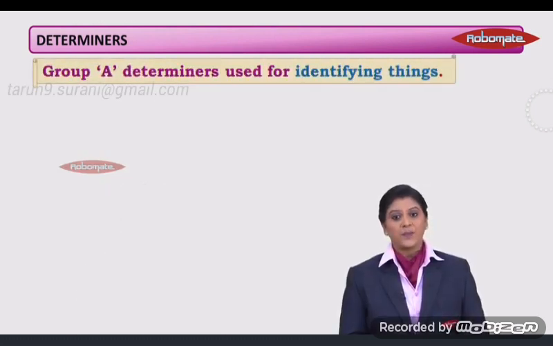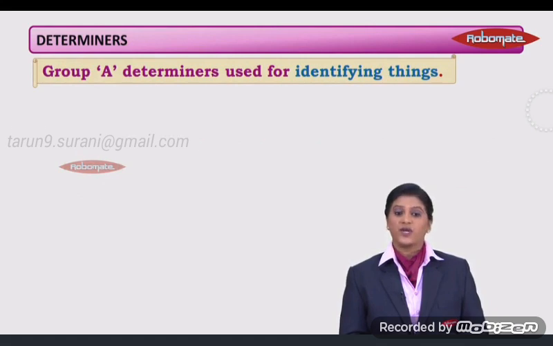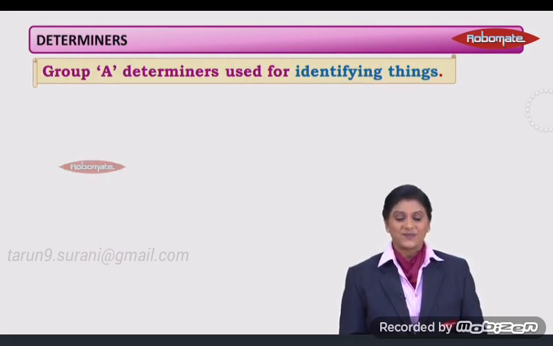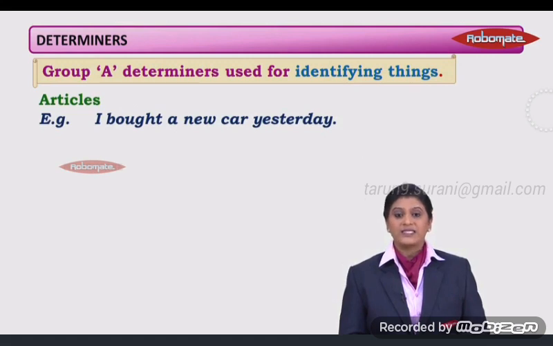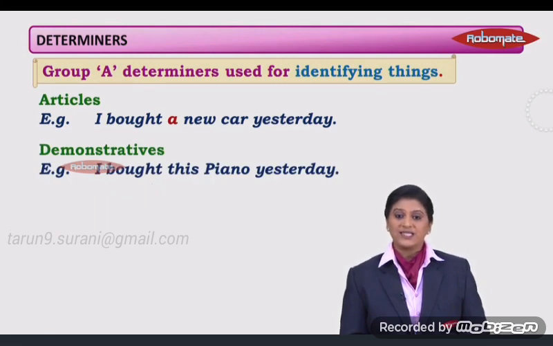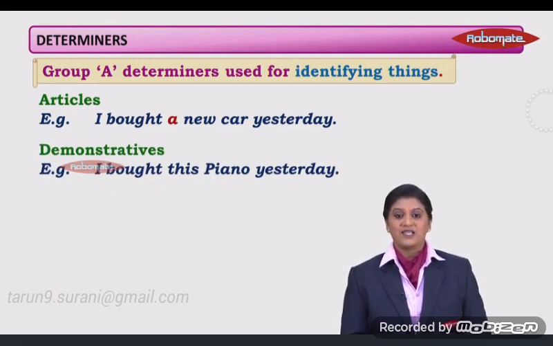Now, let us quickly have a look at Group A determiners which are used for identifying things. Let us begin with articles. I bought a new car yesterday. Now, over here we can see that a is a determiner because it tells us about car, and car is a noun. Okay, but what does it tell about a noun? It tells that there is only one car which is new.